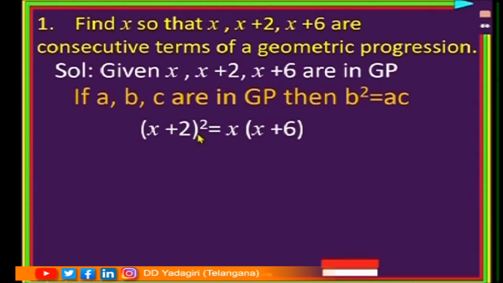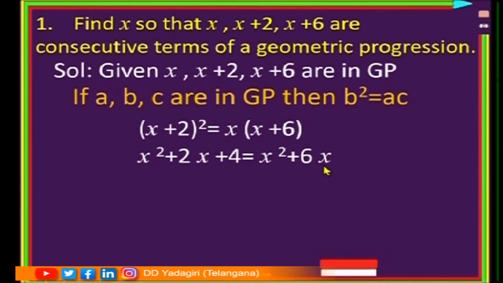That is A square plus 2AB plus B square. By using that formula, we have to expand (x plus 2) whole square, that is x square plus 2x plus 2 square, that is nothing but 4, which is equal to x square plus, here x into x is x square plus x into 6 is 6x. Here x square gets cancelled, and rearrange the terms.